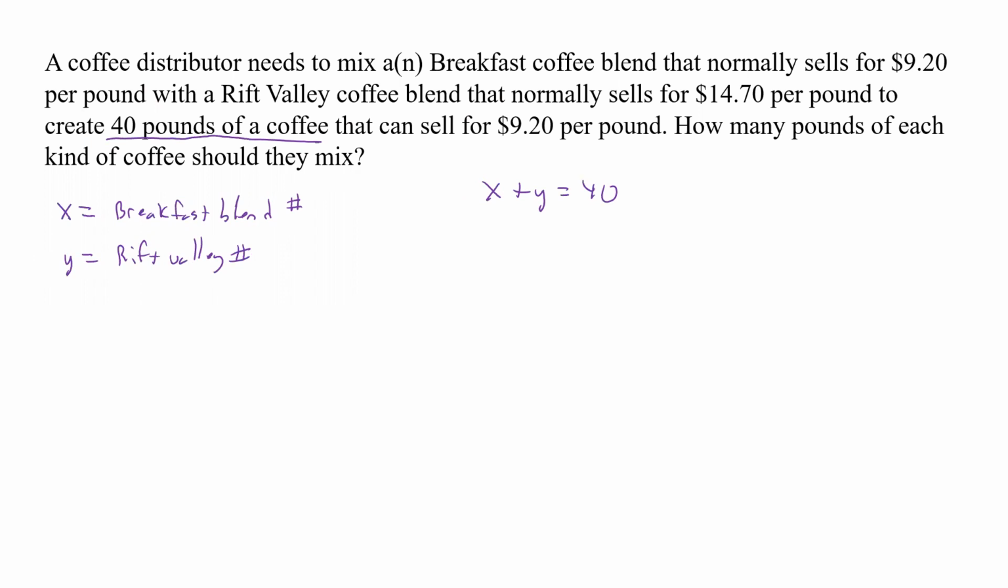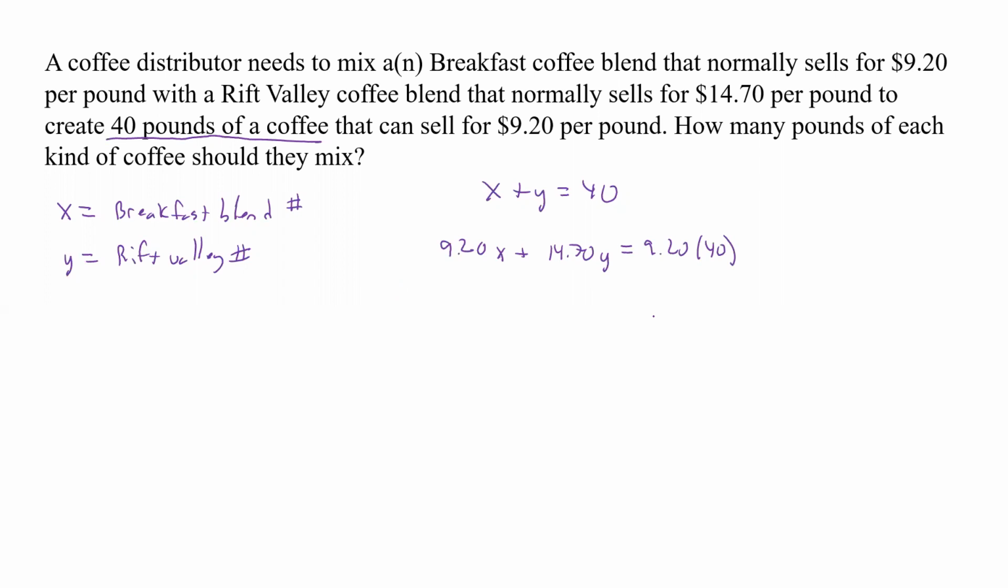Now what we're going to do is, instead of multiplying by the concentration, we're going to multiply each one of those times the price per pound. So we're going to take 9.20x plus 14.70y equals, and now we have to multiply 9.20 times 40.